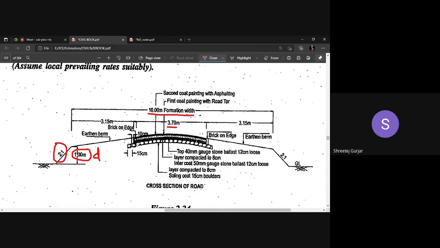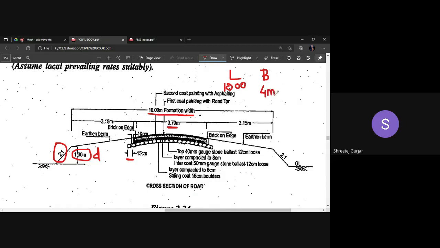Now the bottom layer is done. What is the length and width, which we call B, of your bottom layer? L is common for everyone, that is 1000. What about B? It is 3.7 plus 15 centimeter offset. They have shown 15 centimeter on this side and 15 centimeter on this side. 3.7 plus 0.15 plus 0.15 is 4 meters.